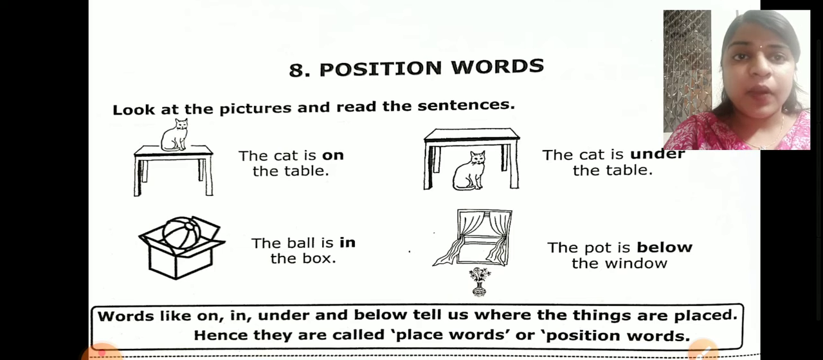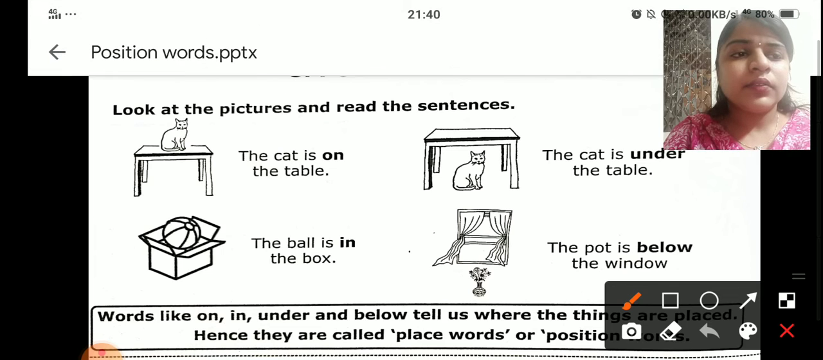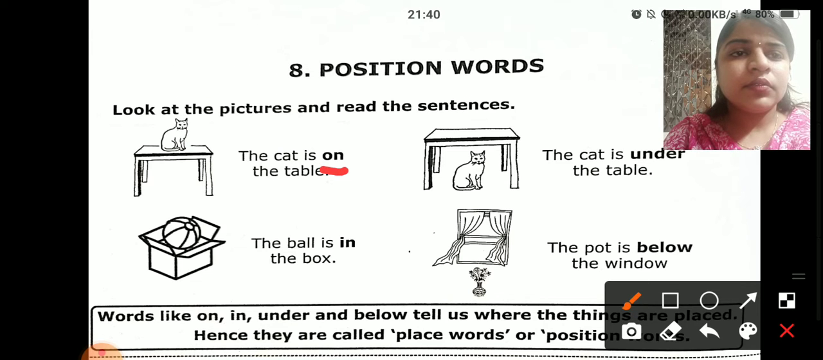You can see a table and a cat, right? Now tell me, where is the cat sitting? Can anyone tell me? The cat is on the table. Can you see in the picture the cat is on the table? Correct. On. On is the position word. Okay children? Underline the word on. Okay? Good. The next one.